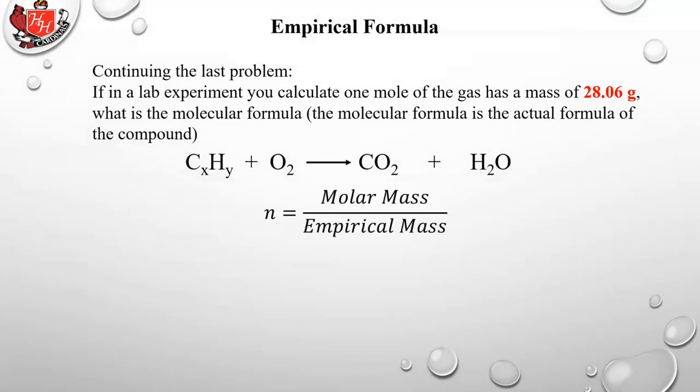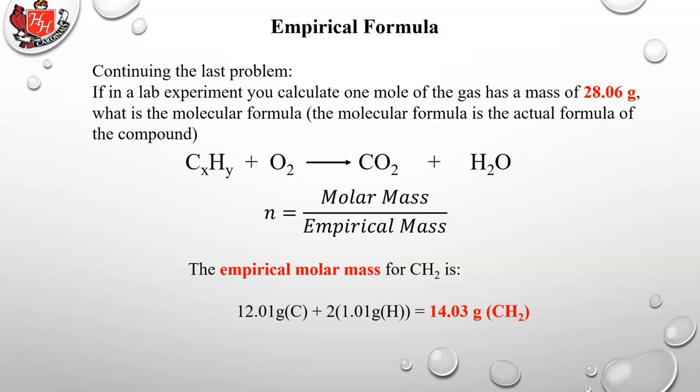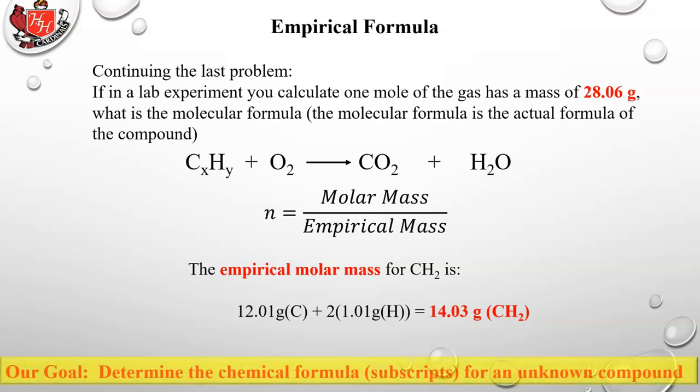All right, now we're going to figure out the actual molar mass of the actual molecule. It could be that there could be a CH2 molecule. We don't know that yet. But we see that the actual molar mass obtained by a laboratory experiment is 28.06 grams of this compound. Down below, we compute the empirical molar mass, which is 1 carbon, 12.01, plus 2 hydrogen, 2 times 1.01, that gives you 14.03. So that's the empirical molar mass, the molar mass of the empirical formula.